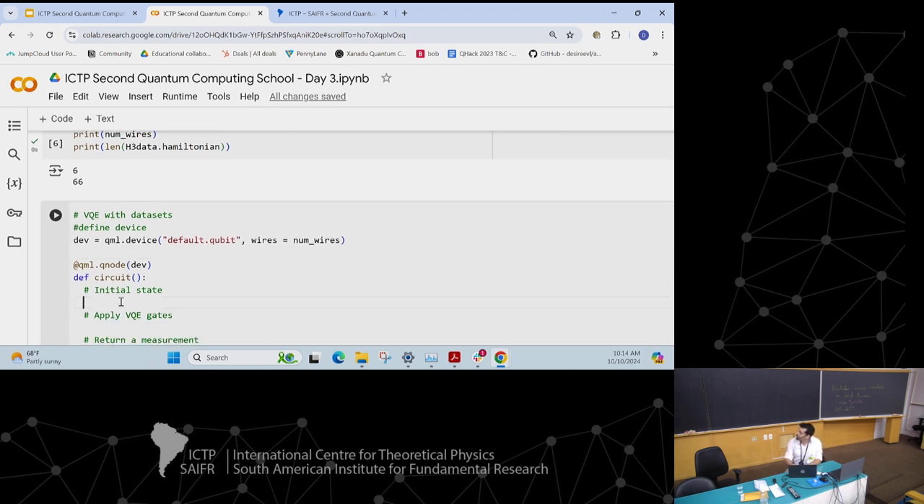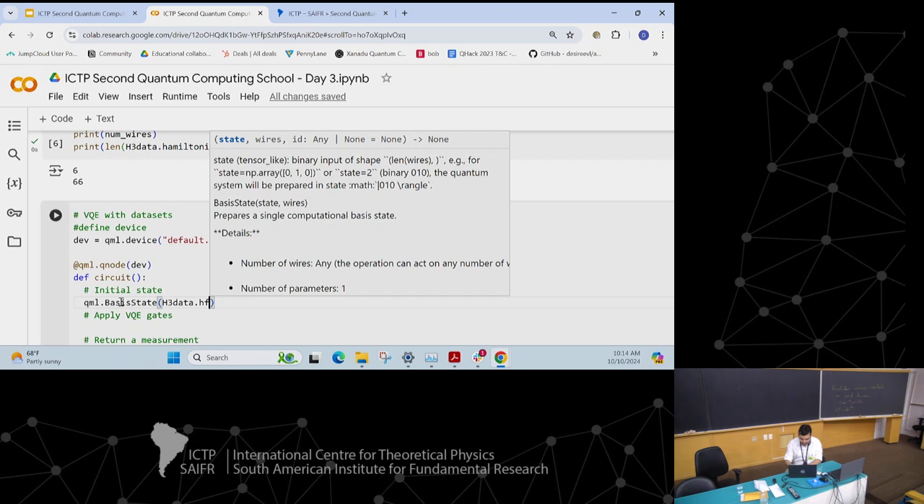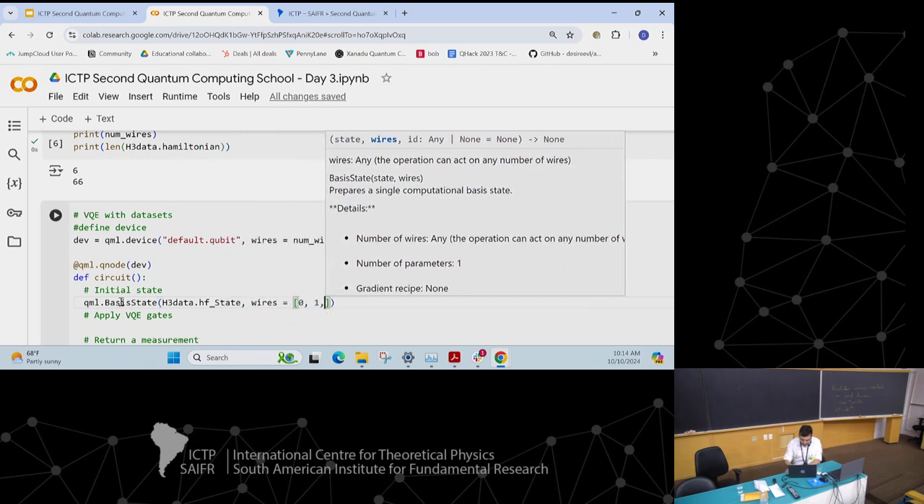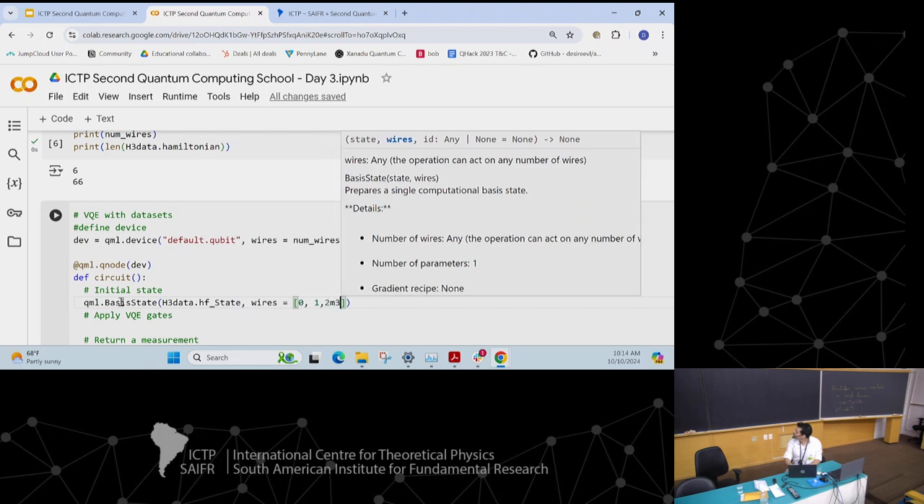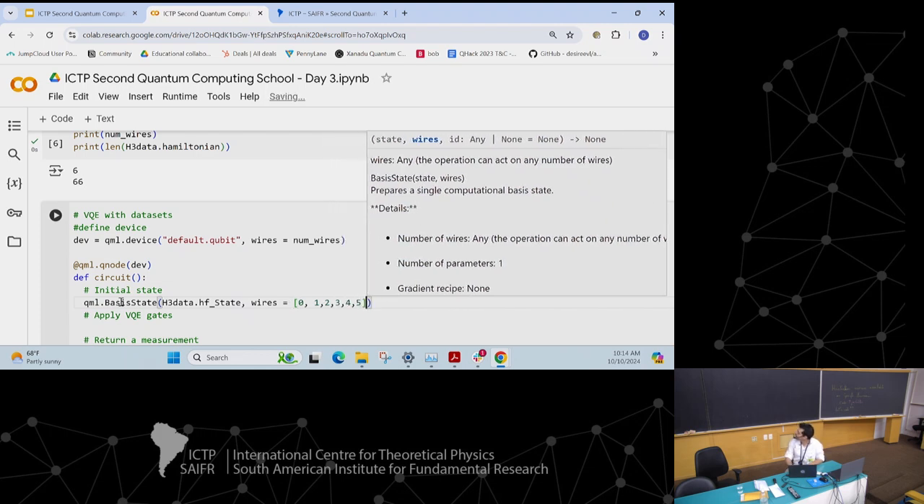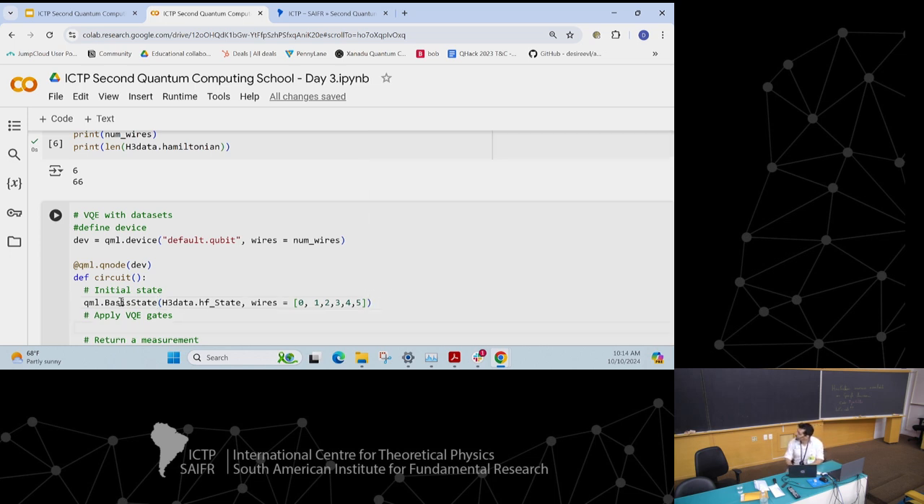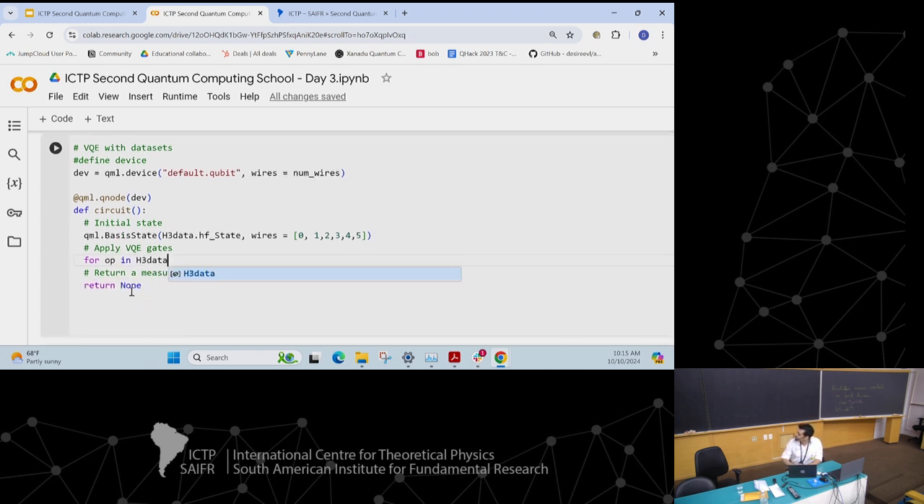We're going to encode the initial state. These data sets typically have the Hartree-Fock state preloaded into them. And we encode these over the 6 qubits that we have. To apply the VQE gates, we're going to loop over the gates that are stored in this particular data set. And we'll return the expectation value.